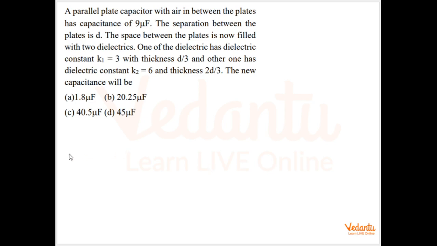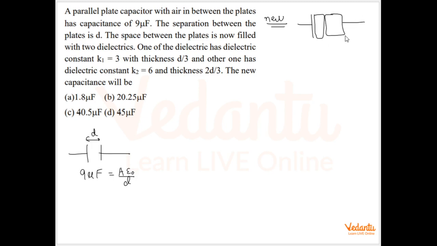So the original capacitance, my dear bachcha log, 9 microfarads, is nothing but A epsilon naught by D. Here the distance between the plates is D. Now if you make the new situation, what happens is that I am adding two slabs in between. This is the first slab, this is the second slab. One of them having width d by 3, the other one having width 2d by 3.